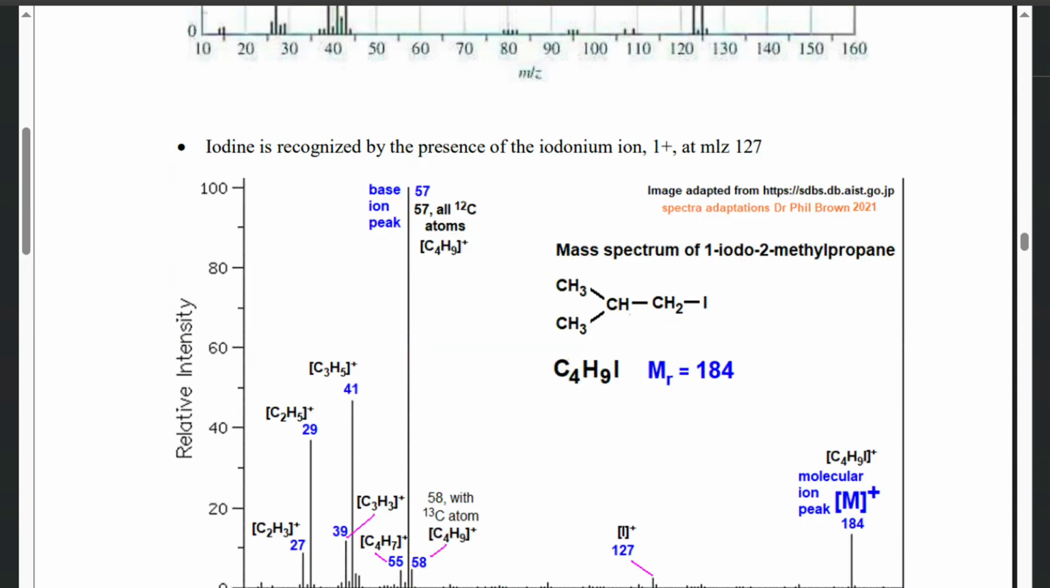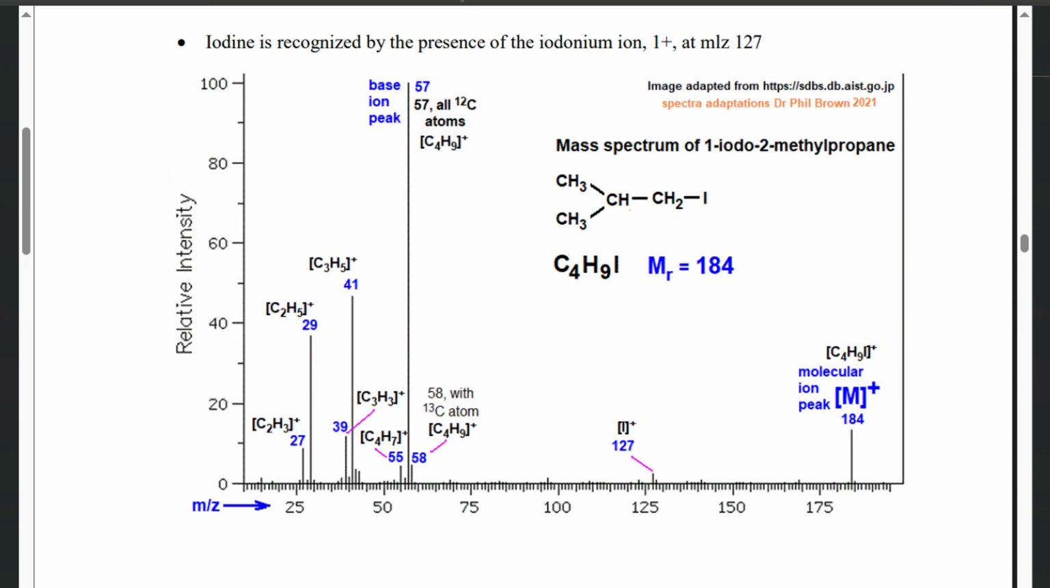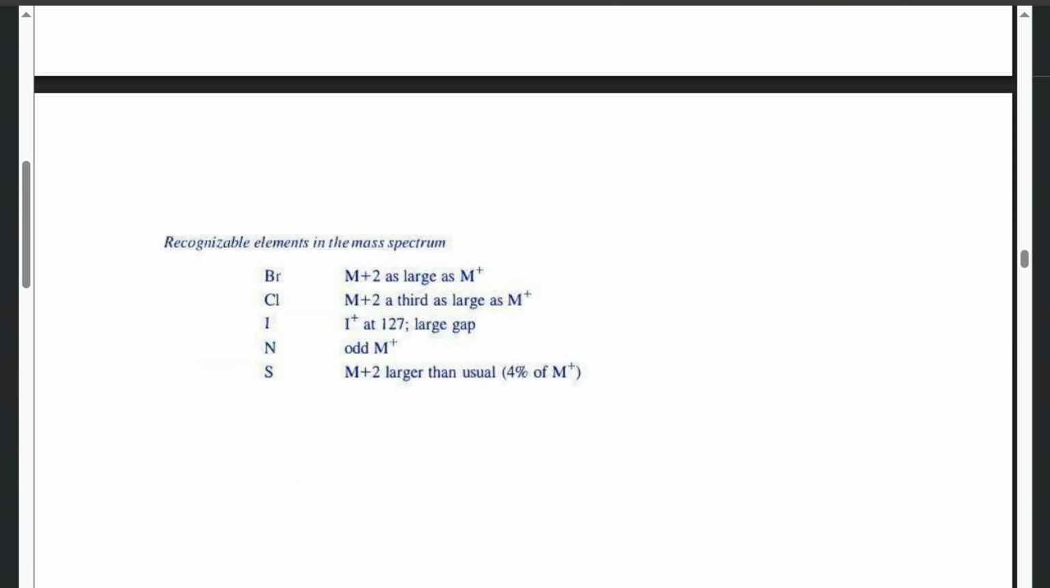So now let's look at iodine also. Iodine is recognized by the presence of the iodonium ion, I plus, so the m/z is 127, right? Looking at this structure, when you see a peak at 127, which is always constant, it's telling you that iodine is present, right? And it's further identified when there is a large gap without a peak. So once you see 127, iodine is present, right? So that is just that.